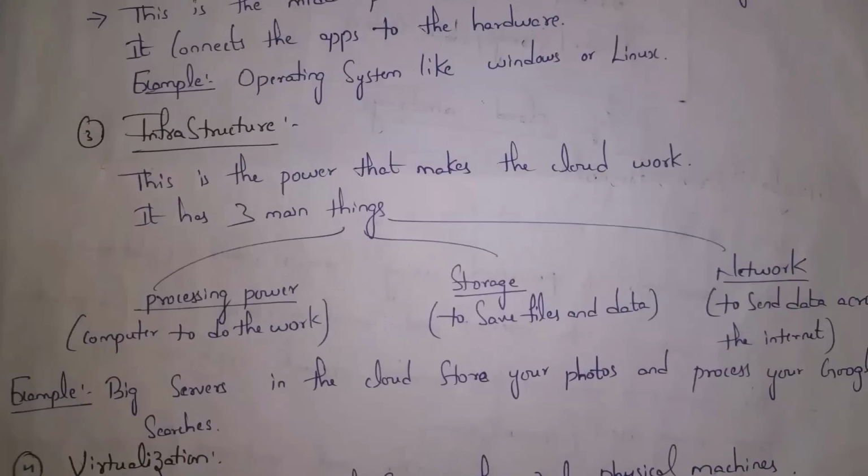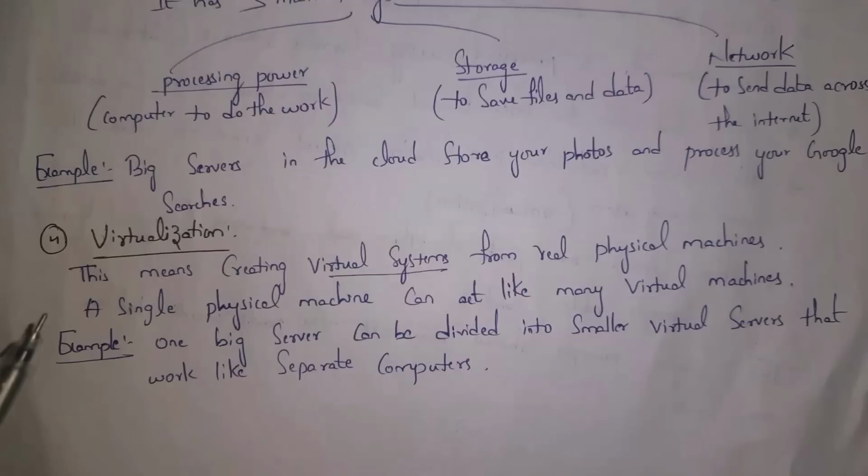Third one is infrastructure. Guys, infrastructure contains 3 parts. They are processing power, storage and network. Cloud must contain processing power in order to work. Similarly, cloud also needs storage in order to store data. And similarly, cloud also needs network in order to access internet. So cloud must contain these 3 things. And fourth one is virtualization.